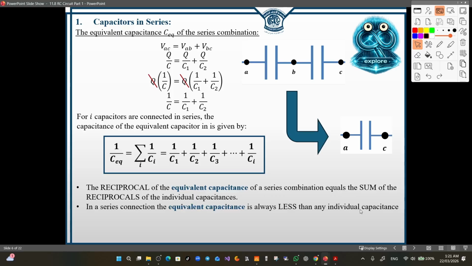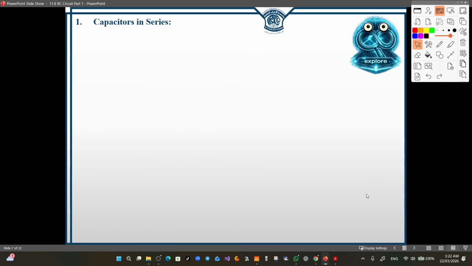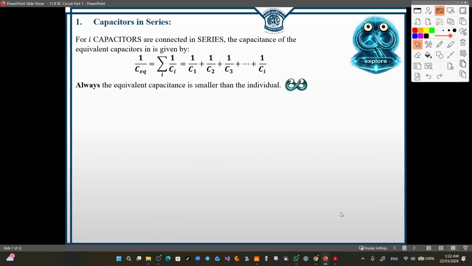In a series connection, the equivalent capacitance is always less than any individual capacitance, and the magnitude of the charge is the same on all plates of all capacitors in the series combination as well as in the equivalent one. The potential differences of the individual capacitors add to give the total potential difference across the series combination. So whatever the total potential difference across the two capacitors, it will be the same for the equivalent capacitor. Now for I capacitors, let me remind you that the formula will be provided in the equation sheet. And remember that the equivalent capacitance is always smaller than the individual ones.